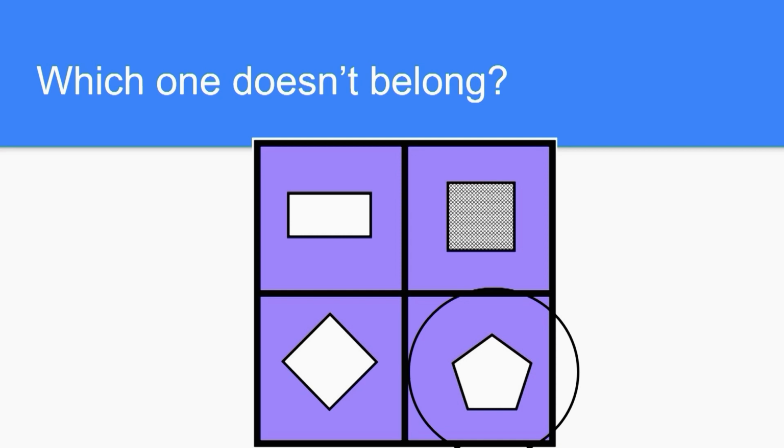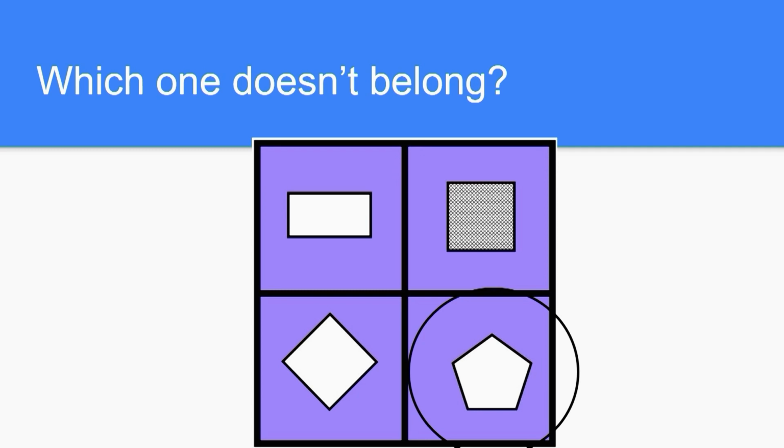You might have thought that the shape in the bottom right does not belong. That shape is called a pentagon. It has 5 sides. Look at the other shapes. How many sides do they have? Those shapes all have 4 sides.